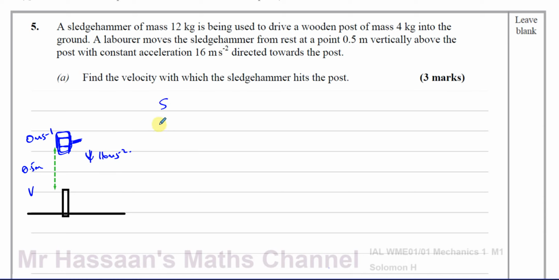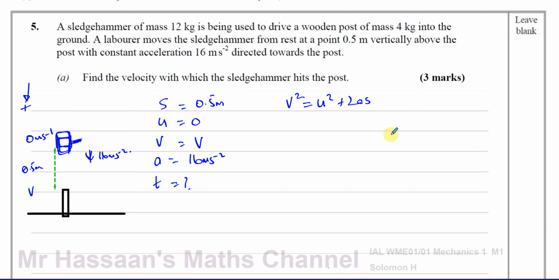So we have SUVAT, a constant acceleration of 16 meters per second squared. I'm going to take down as positive, as this thing is moving down initially. So it's moving 0.5 meters downwards, which is positive. So 0.5 meters is S. U is 0. V is what we have to find. T we don't know. So we're dealing with S, U, V, and A. So that's going to be using V squared equals U squared plus 2AS.